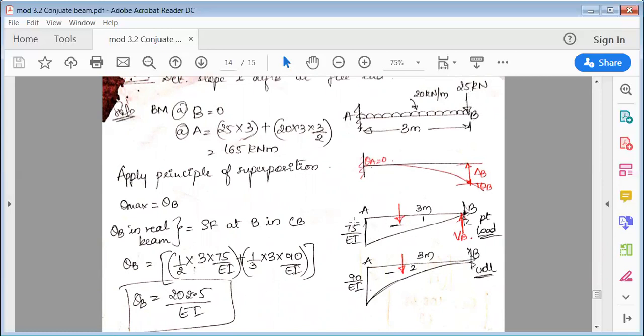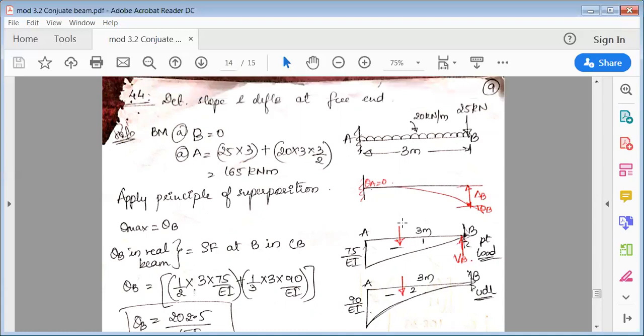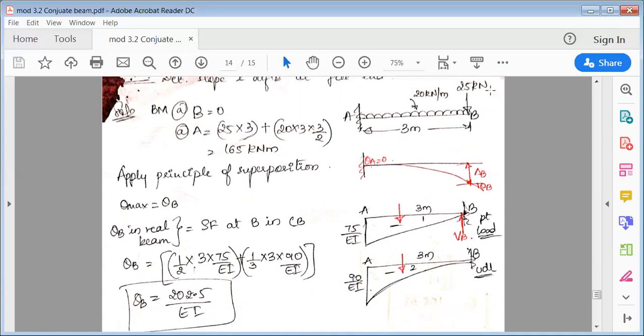So draw two different bending moment diagrams, that is the M over EI diagram, followed by the conjugate support. You can add that later. So first draw the bending moment diagram, the M over EI diagram. Now see here, first for the point load. So consider only the point load: 25 into this distance, 25 into 3.